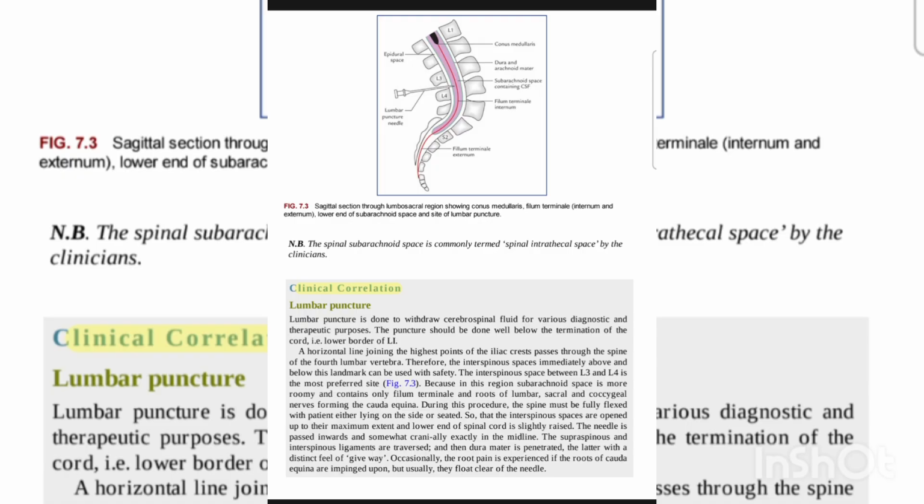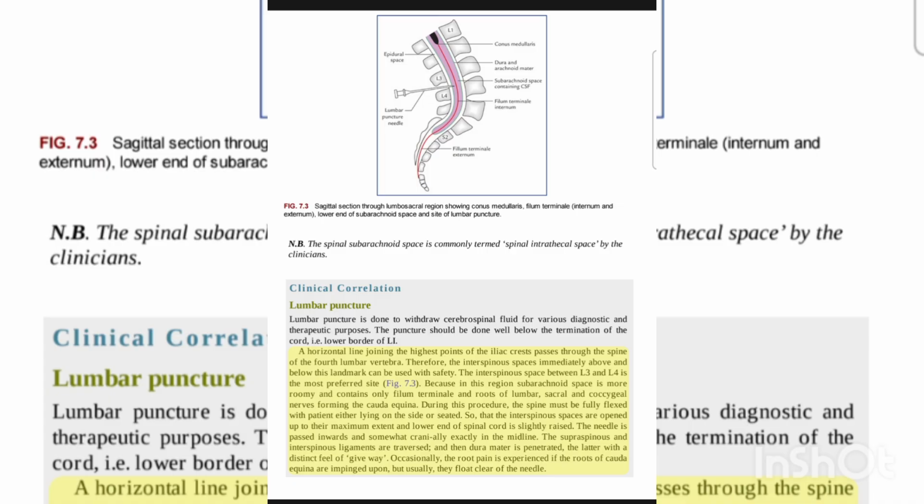Clinical correlation. Lumbar puncture is done to withdraw cerebrospinal fluid for various diagnostic and therapeutic purposes. The puncture should be done well below the termination of the cord, i.e. lower border of L1. A horizontal line joining the highest points of the iliac crests passes through the spine of the fourth lumbar vertebra. Therefore, the interspinous spaces immediately above and below this landmark can be used with safety.